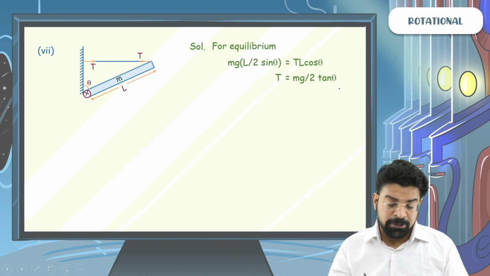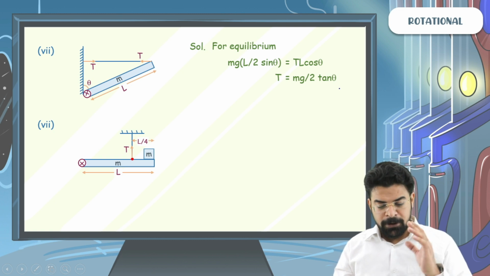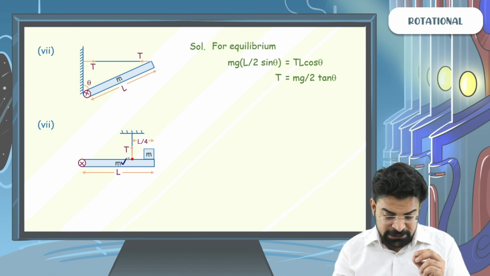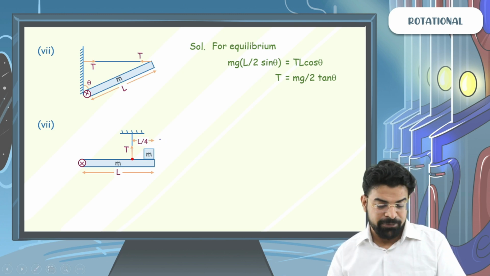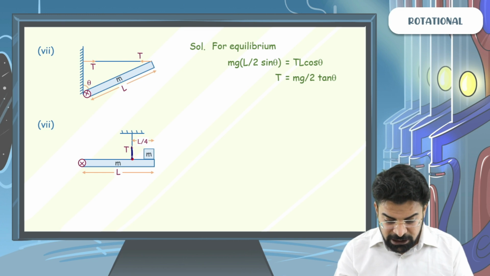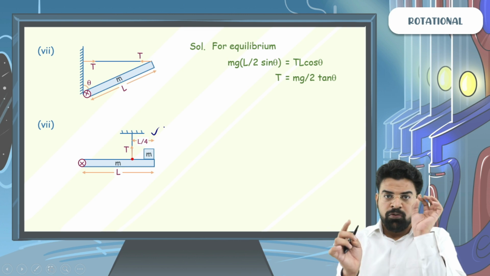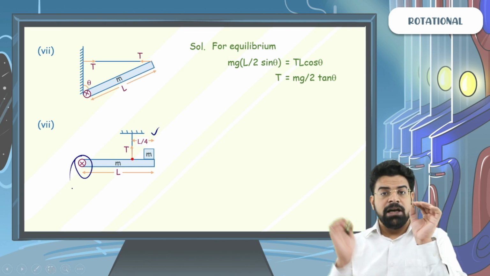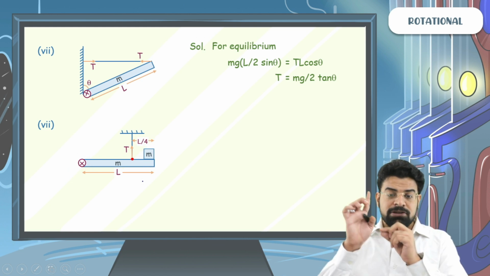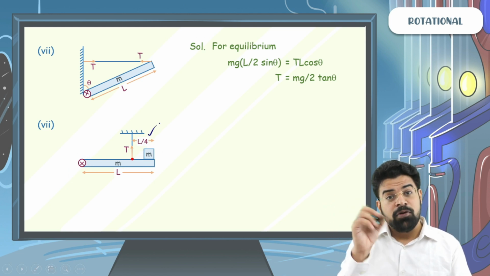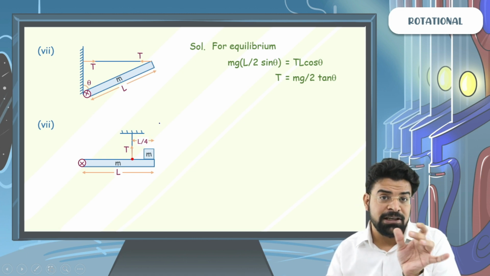Okay, let's practice an even better question. The question goes like this: now the rod has a mass m, but we have placed one additional mass m at the end, and the tension acts at a distance of L by 4 from the other end. So one end is fixed. On the other end you have placed a mass m, and you have connected a string at a distance L by 4 from the other end. What has to be the value of T if the rod is in equilibrium?